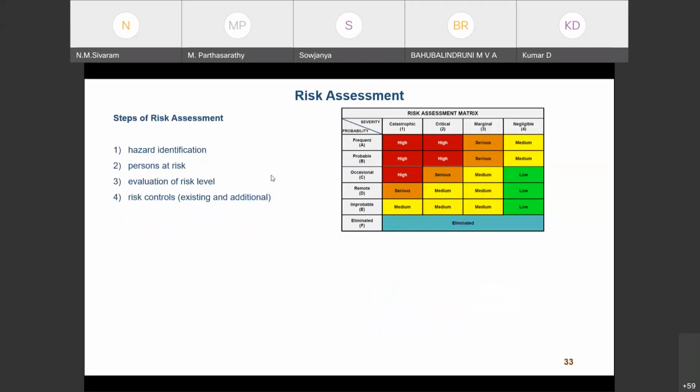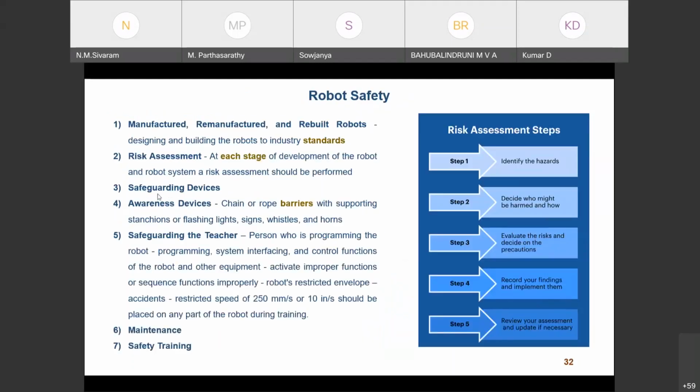So the third point I'm going to discuss now is the safeguarding devices. What are the different safeguarding devices that are present? And before going to that, safeguarding the teacher. Safeguarding the teacher is nothing but safeguarding the person who is programming the robot. He is actually teaching the robot, so that is the actual meaning here. The robot's teacher has to be safeguarded first, because he is the person who is going to be interacting with the robot before the normal operation. He is the one who is going to program it.